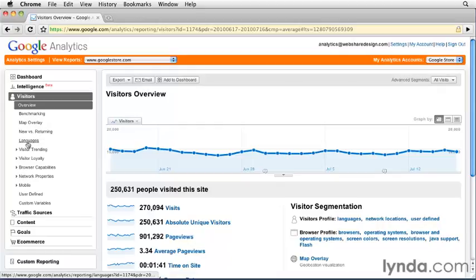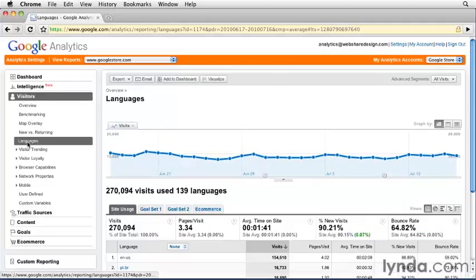Another important clue about the segments of visitors visiting our sites is found in the Languages report within the Visitors tab. Google Analytics is able to determine the primary language set in the browser being used by the visitor, and everything those users do during that visit is going to be tallied as belonging to that language setting.